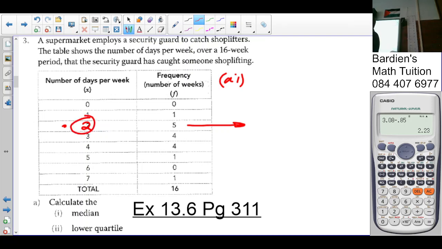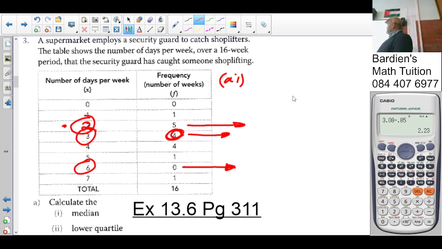No, that's not right. Please read this one here. There are no weeks of which 6 days people were caught. No, this is a bit confusing. Let's go again. There were 4 such weeks where on 3 of the days shoplifters were caught. Right, does it make sense now? Yes. Now it makes sense to me as well.